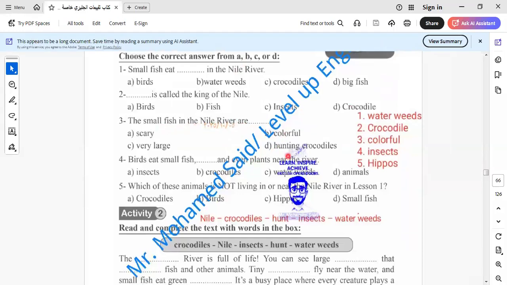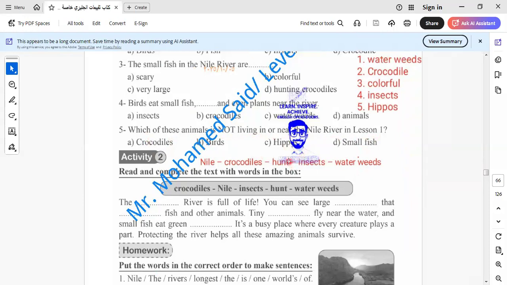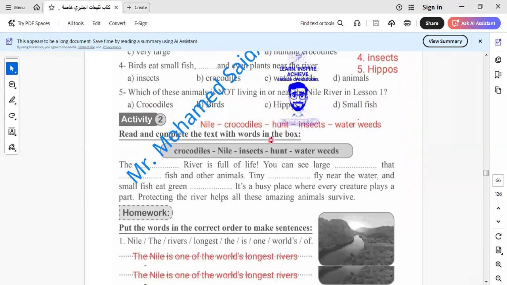Next one, the small fish in the Nile River are what? Are colorful, are clever pupils. Birds eat small fish and what? And insects. Which of the animals does not live near the river in lesson 1? Hippos, because hippos live where? In the zoo. Okay, here is Nile, crocodiles.